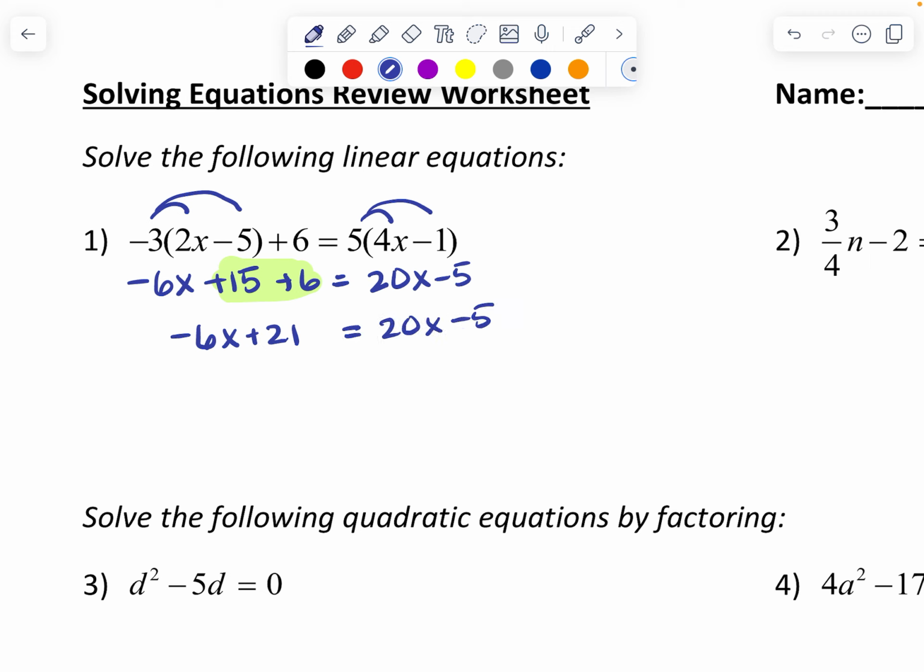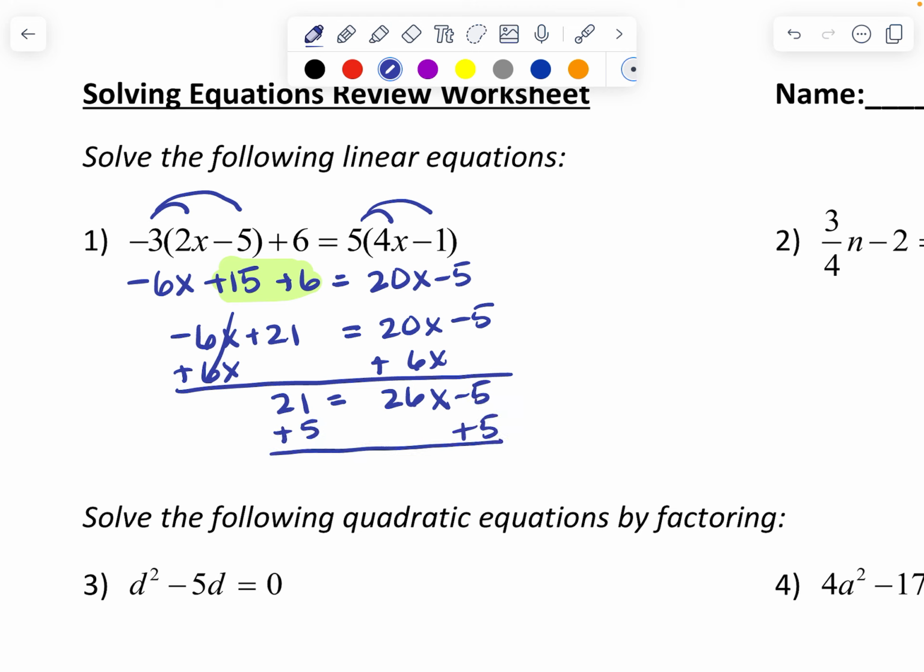Then moving the x's to the same side, so let's go ahead and maybe add 6x to both sides here. You can move the 20x over if you like. So you get 21 equals 26x minus 5. And then adding 5 to both sides, 21 plus 5 is 26, so you get 26 equals 26x, and dividing both sides by 26 gives you that x equals 1. So look, if you're able to do something like that, you should be totally fine on the quiz tomorrow, okay?